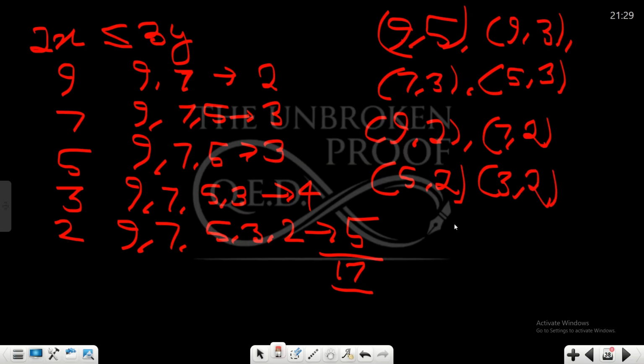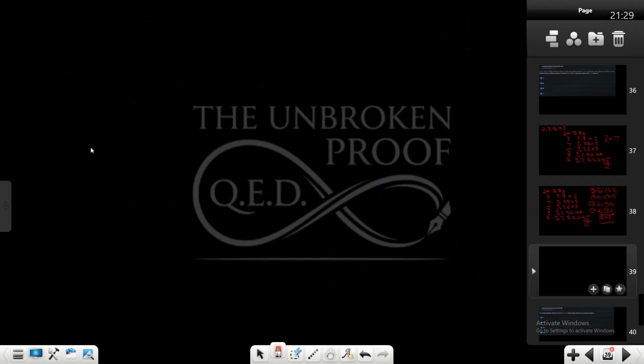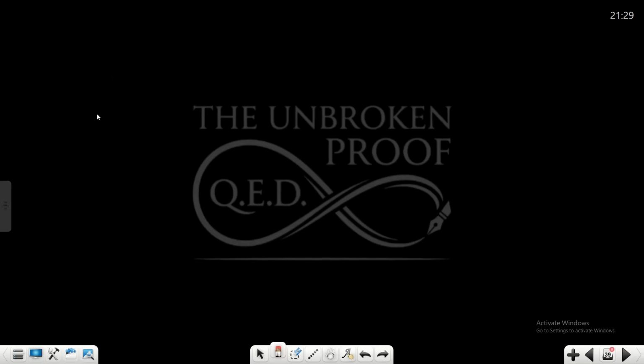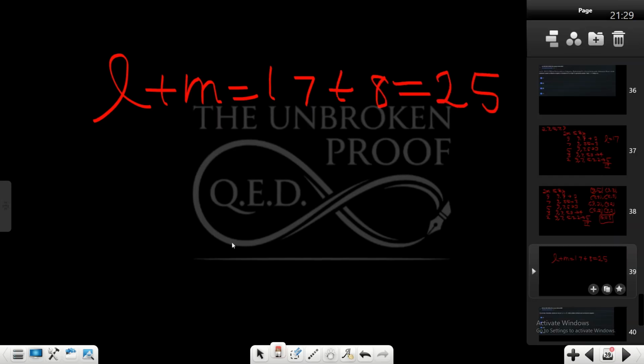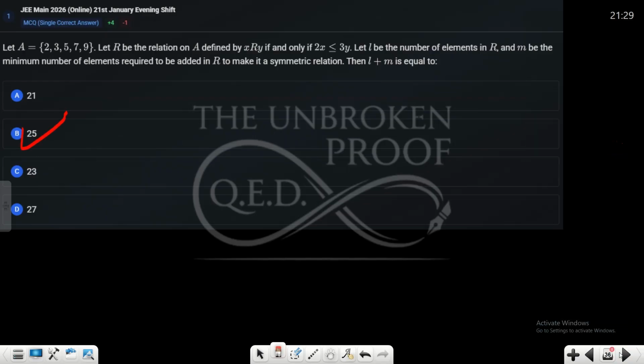Okay, so if you see M is equal to 8, so 8 should be the minimum number of elements, and L is 17. So L plus M is equal to 17 plus 8, and this should be 25. So the final answer should be 25, and option B is the right answer.